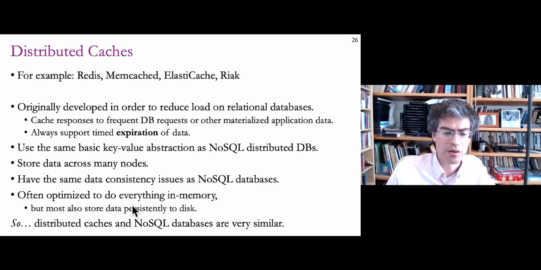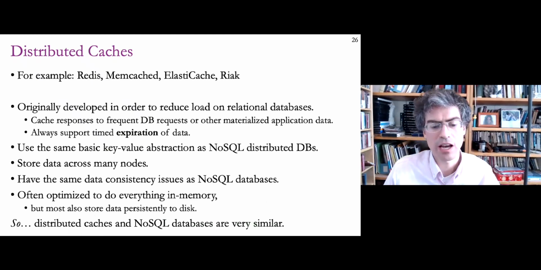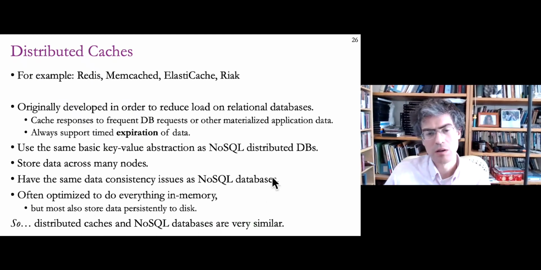But originally, their main use case is not for persisting data permanently, but for storing temporary data, for caching data that's going to expire, and that should be quickly accessible from memory. So these distributed caches are similar to NoSQL databases, not totally the same.